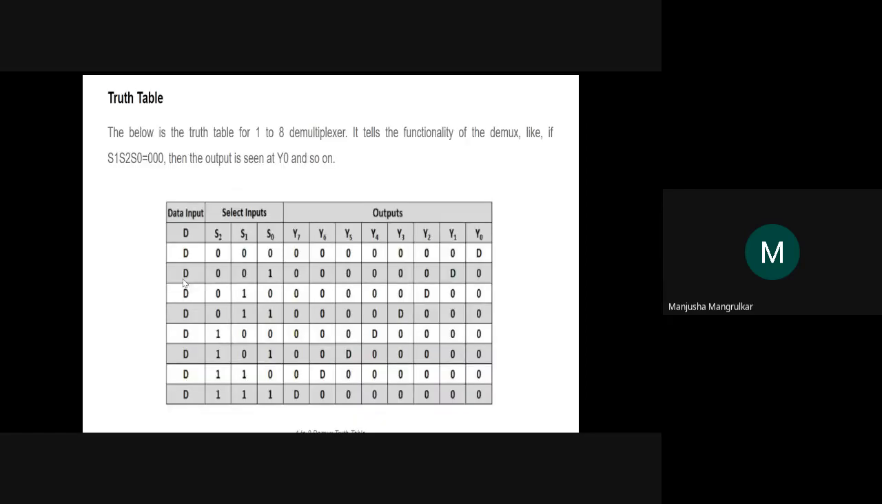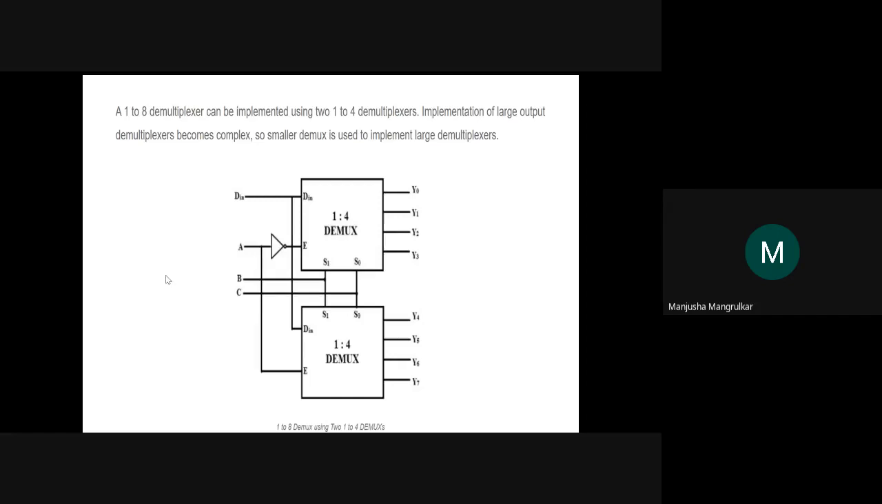With the same example, if my condition is 0 1 1, then whatever the signal is, it will be represented on Y3, and the rest are all 0. We'll take one more example, 1 1 1, so it is Y7, and whatever the data of the input signal, that will be represented on Y7. So this is the truth table of a 1 is to 8 DMUX, right? If you look very carefully, it is very easy to understand.